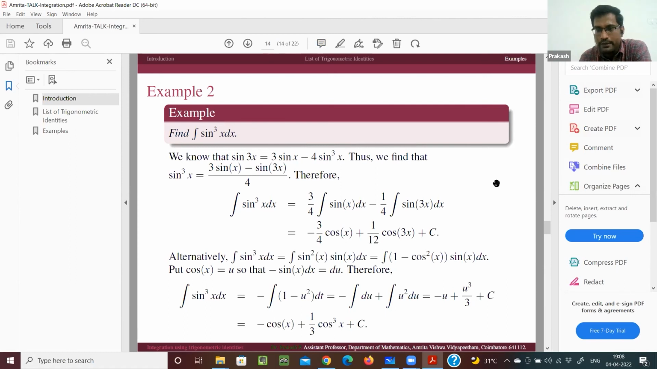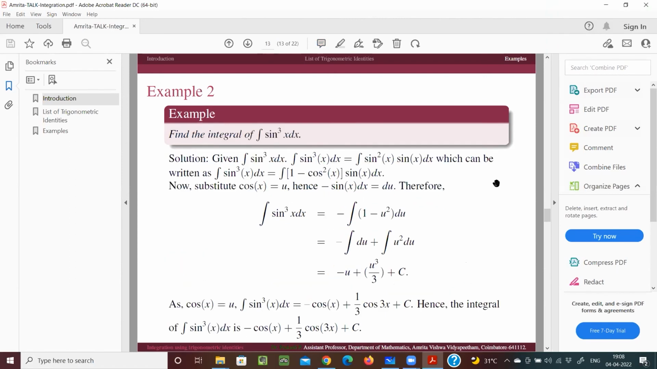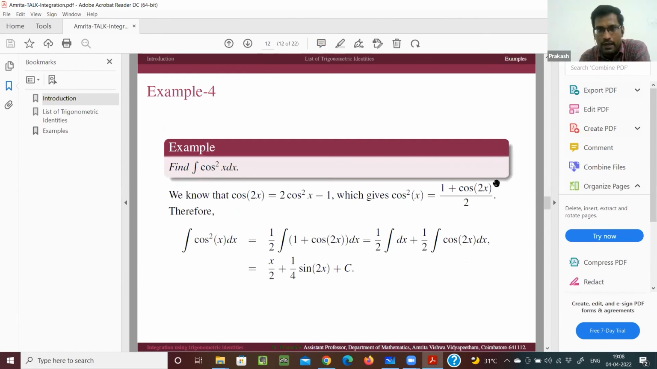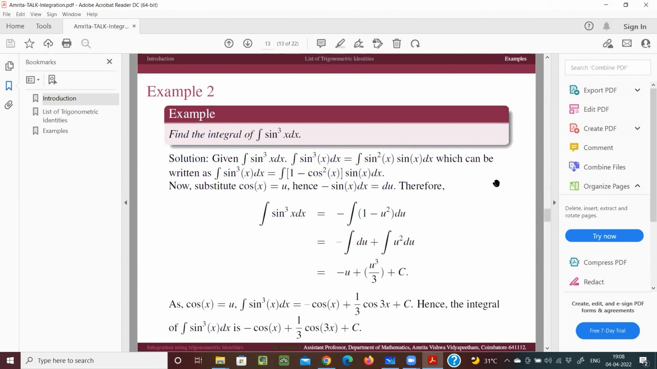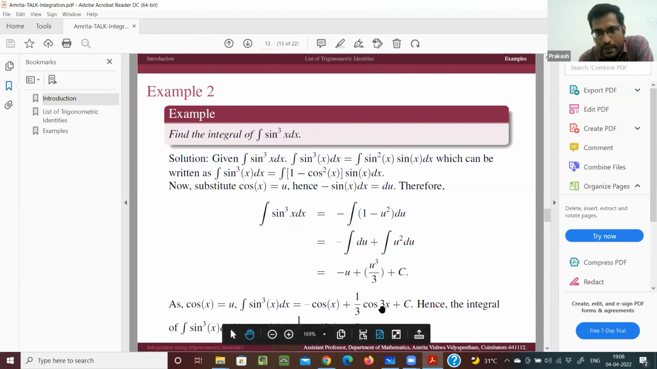This one, Google, is it visible? Sir, the previous slide. Example 4 or example 1? No, sir, example 2, in the substitution method. Yes, tell me. Sir, in the third line, you put equal to minus u plus u cube divided by 3 plus c. And here actually cos cube x will come. Yes, sir, because u is cos x. Actually, on the whiteboard I wrote it correctly, but here I think there is a small typo.